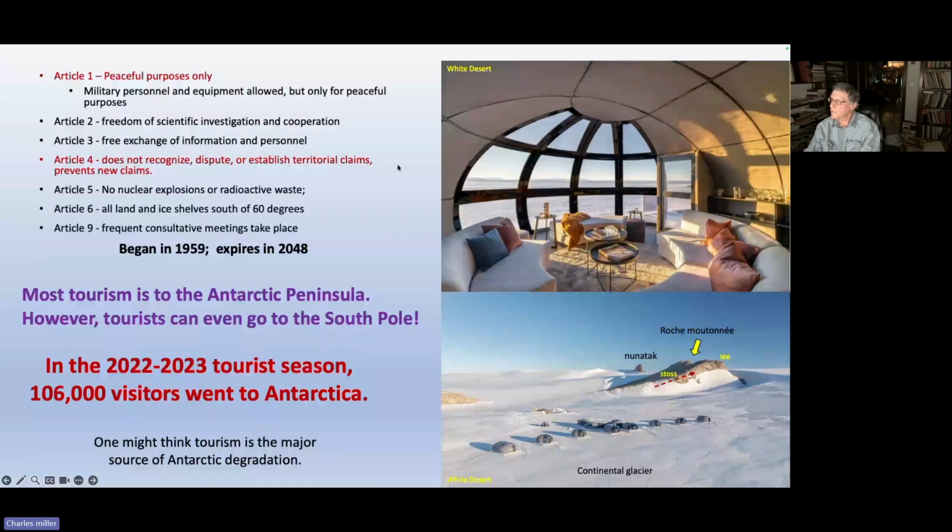Now, I'm using this outfit's one image, and I don't care about them, but I'm going to give them credit. If you have $20,000 a week to spend, you can stay in their luxury huts. We didn't do that, by the way. But here, this image that they had on the website shows three geological features very, very well.